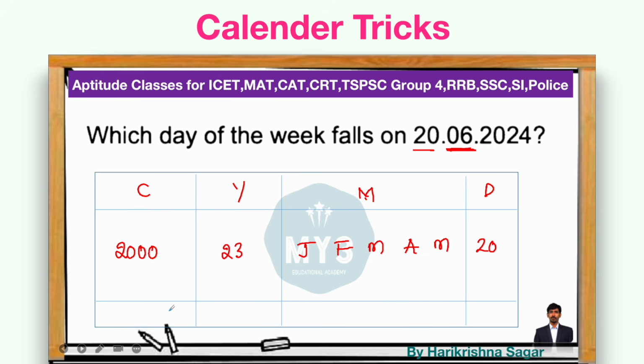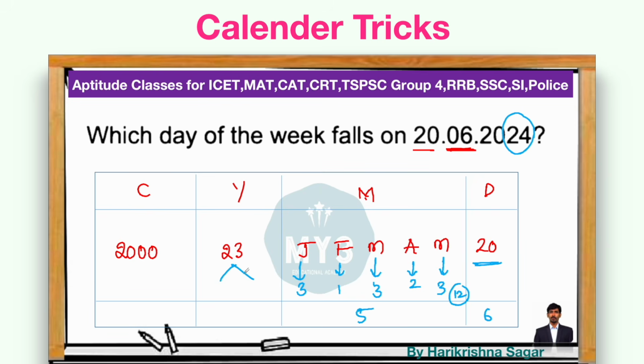And after this, finding the odd days. So 20 days means how many odd days will you be seeing? 7 twos are 14. The leftover remainder is 6. And January will have 3 odd days. March will have 3 odd days. May will have 3 odd days. And April will have 2 odd days. And 2024 is a leap year. That means the number of odd days in February will be 1. So if you add up these numbers, it gives a result of 12. 12 means the number of odd days is 5.